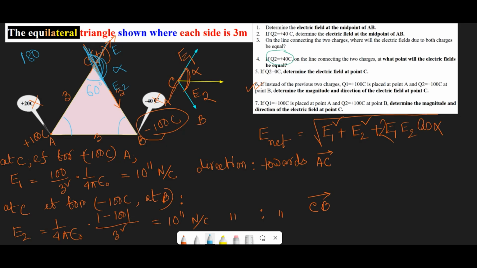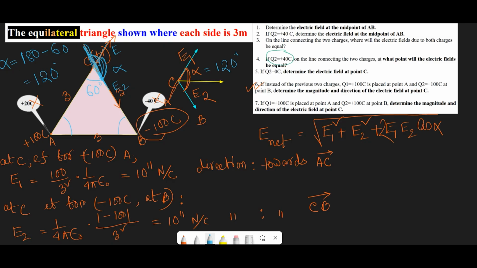So the total angle for the straight line is 180 and we have to determine the value of alpha. So alpha is equal to 180 minus 60. So it will be 120. So alpha will be 120 degrees.